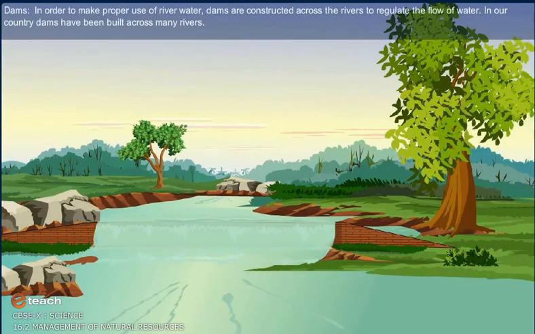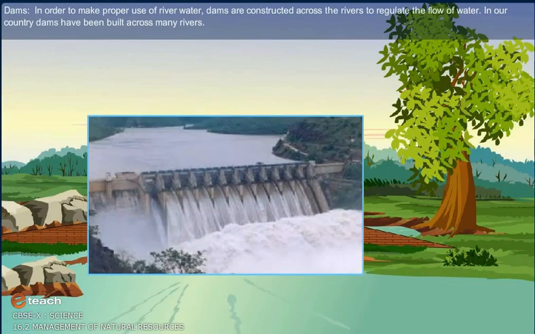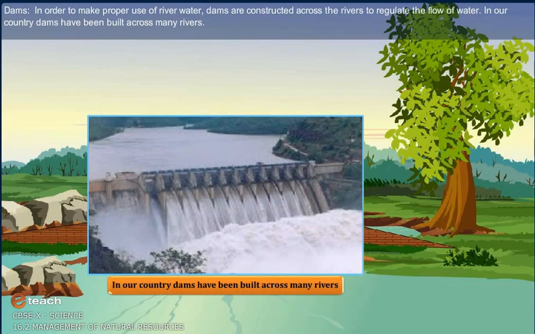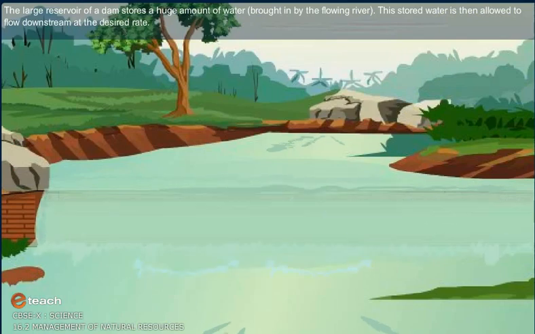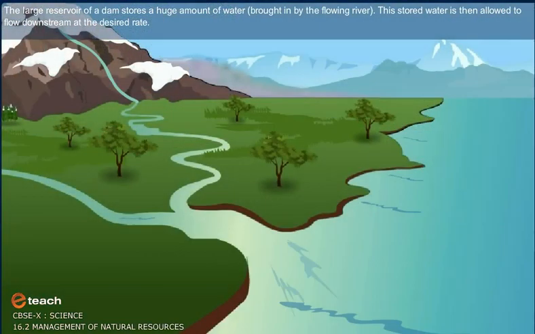Dams. In order to make proper use of river water, dams are constructed across the rivers to regulate the flow of water. In our country, dams have been built across many rivers. The large reservoir of a dam stores a huge amount of water brought in by the flowing river. This stored water is then allowed to flow downstream at the desired rate.